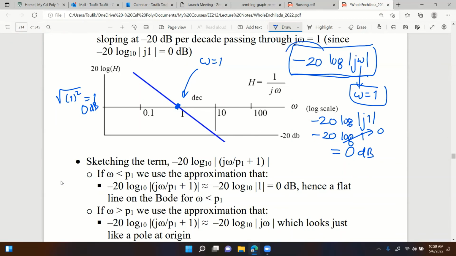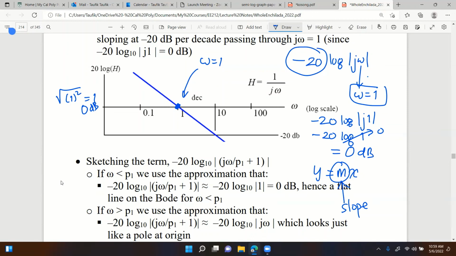Well, I know that this function has this minus 20 in front of it, right? Just like y is equal to mx. What do you call that m? That's the slope, isn't it? Slope of x. Same thing here. Minus 20 is the slope of log of j omega. So therefore, I know that for the function minus 20 log of j omega, it has a slope of minus 20. Minus 20 what? Minus 20 dB per decade. Minus 20 dB per decade. So in 1 decade, 1 to 10, the function goes down by 20 dB. So from there, I get another point, and then I just connect the 2 points, and I have a straight line with a slope of minus 20 dB per decade. Is that clear? So that's it. That's how you plot a pole at the origin.